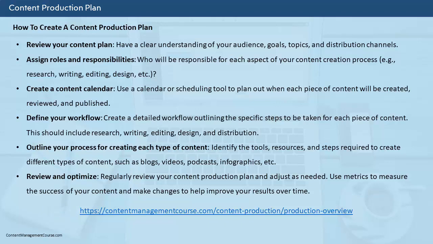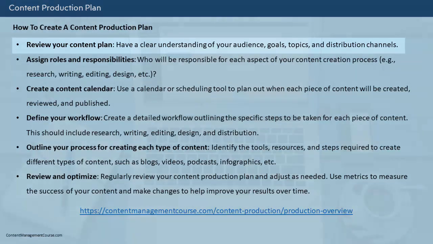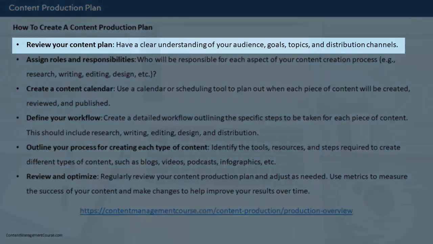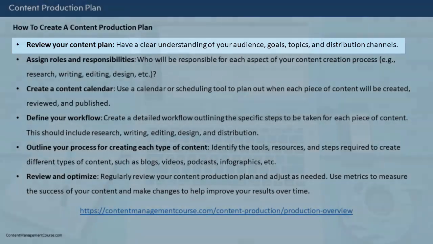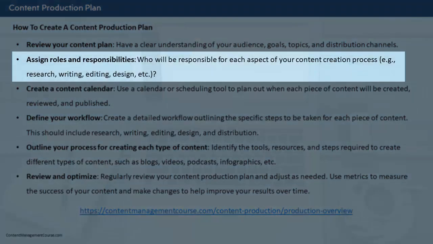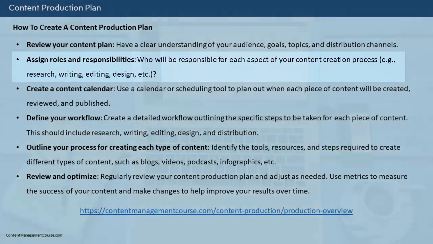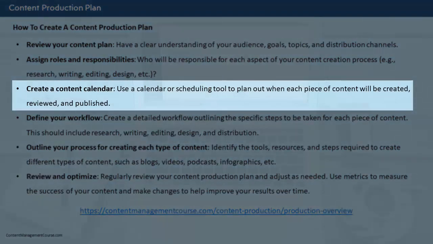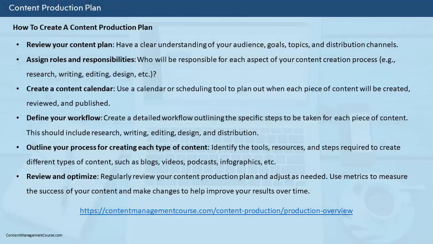So, to create a content production plan, we need to review a content plan and make sure that we have a clear understanding of our audience, goals, topics, and distribution channels. We also have to assign roles and responsibilities, which means deciding who will be responsible for each aspect of the content creation process, like who will do the research, writing, editing, design, etc. We also need to create a calendar or a scheduling tool to plan out when each piece of content will be created, reviewed, and published.